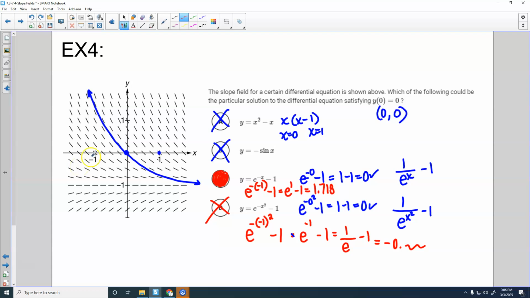Okay, questions? And plugging in positive numbers is good to do, but it doesn't help you very much here because you can't really tell the difference between 1 over e squared minus 1 and 1 over e to the 4th minus 1. They're going to look so close together, it's not going to help you for that.